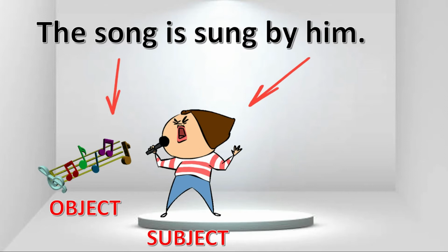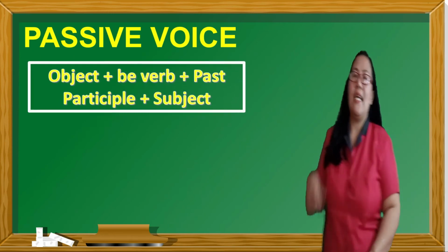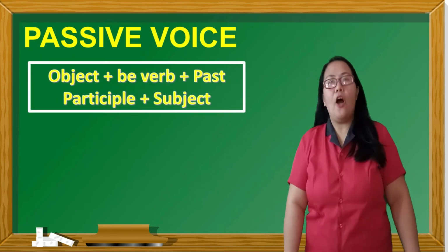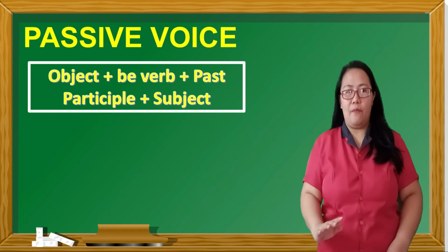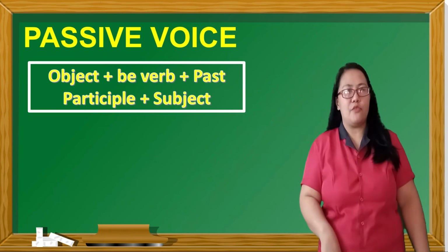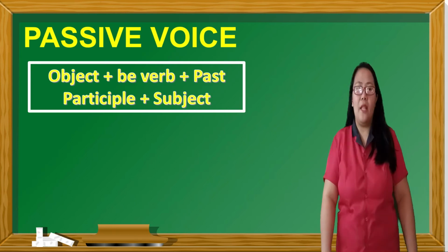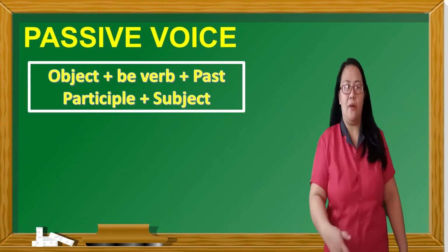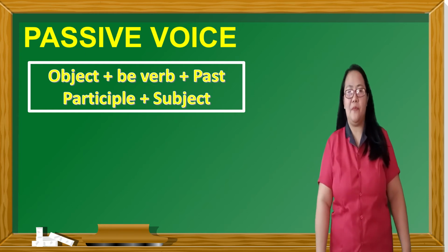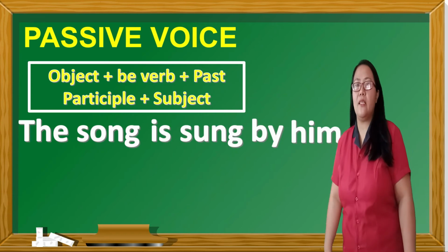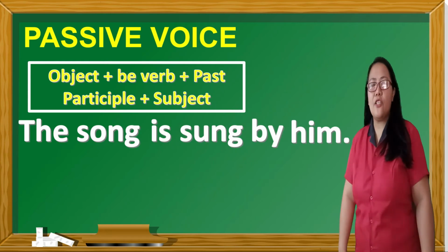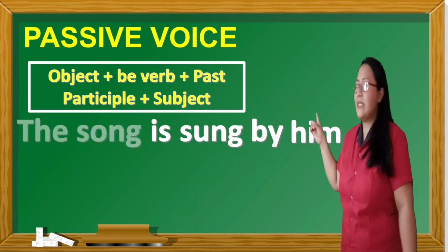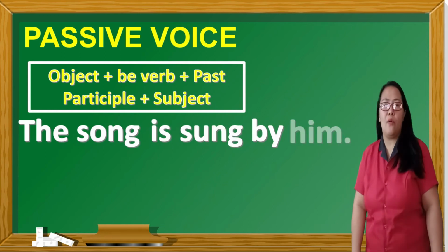Now notice the placement of the subject and the object in our sentence. In passive voice, we follow a sentence pattern with object plus be verb plus past participle plus the subject. Again, object plus be verb plus the past participle plus the subject. Let's use our example statement earlier. The song is sung by him. The song is our object, is is our be verb, and him is our subject.